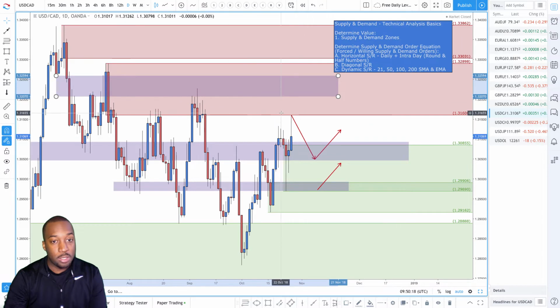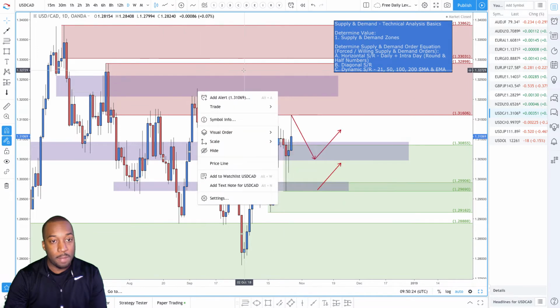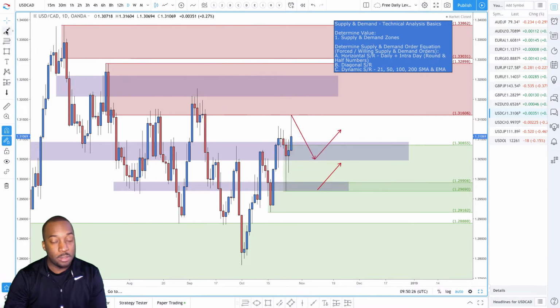So you're looking at support, resistance, right? And then if prices do come up here, this is where to look for potential sell opportunities, probably maybe around this 1.32 level, a round number confluence as well. Round and half numbers in here if you're looking to get short on the dollar and buy the Canadian dollar.